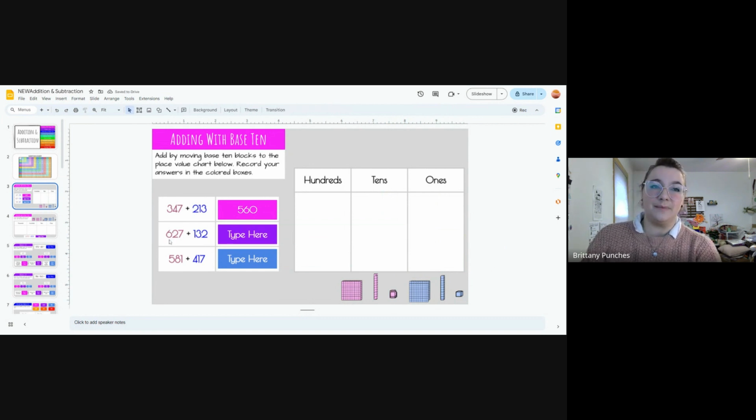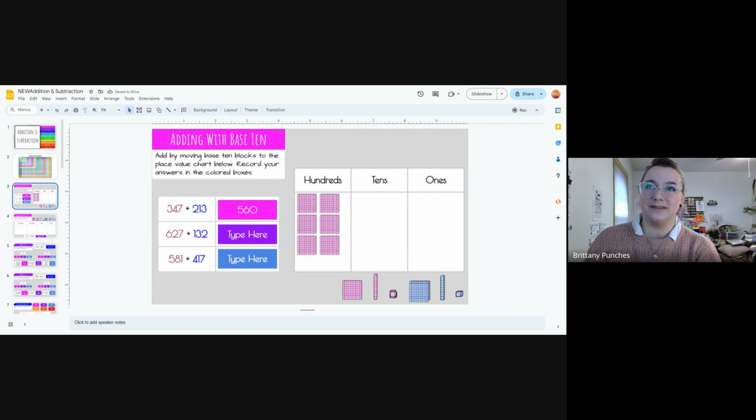Our first number is 627. How many numbers do we have in our hundreds place? How many? 6. Perfect. 1, 2, 3, 4, 5, and 6.